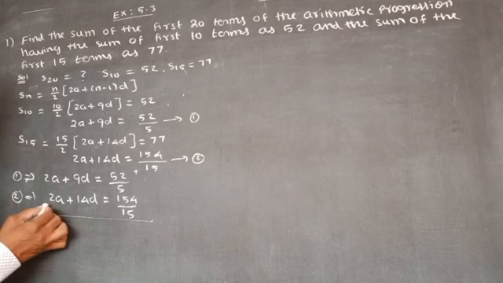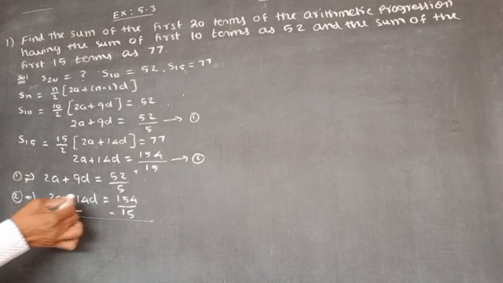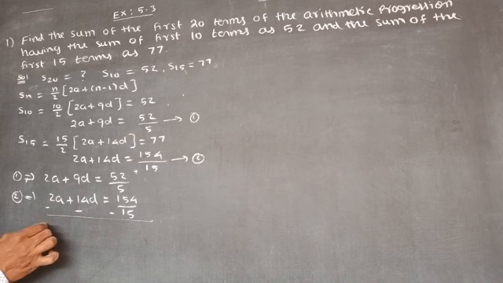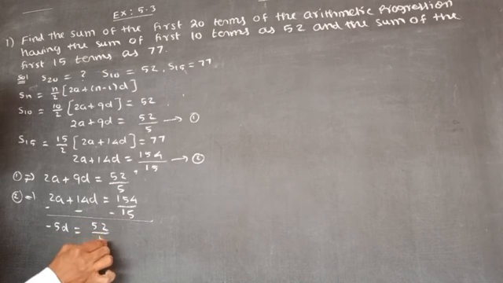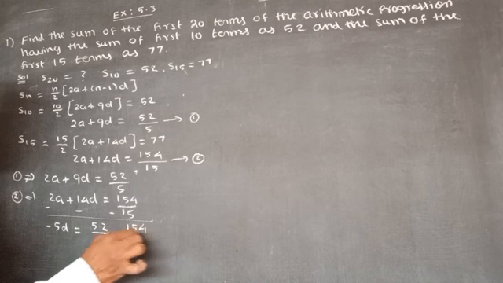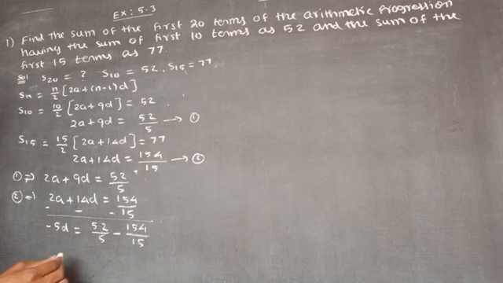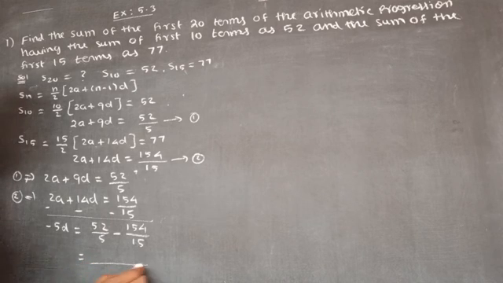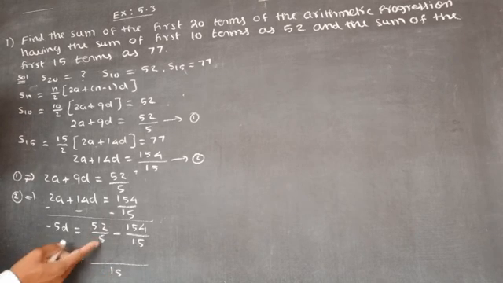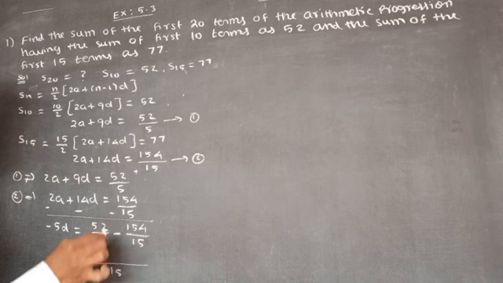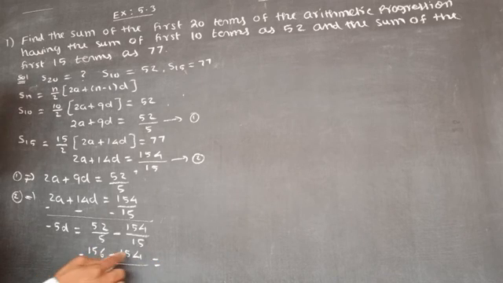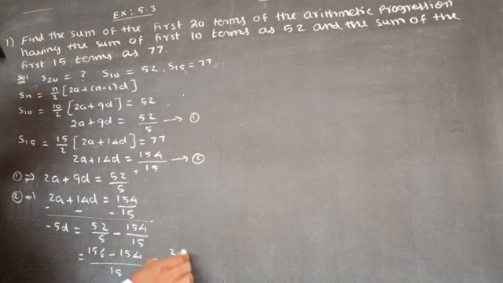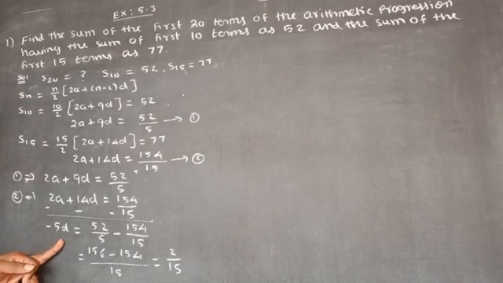Now solve this. Subtract. 2a cancels out. 14d minus 9d gives 5d. Minus 5d is equal to 52 by 5 minus 154 by 15. The LCM is 15, so divide and multiply by 3. 156 minus 154, over 15, is equal to 2 by 15. This is the value of minus 5d.